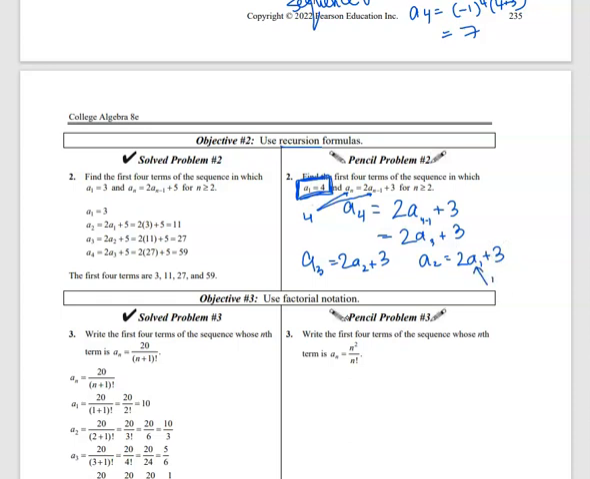We go in here with 4, and it's going to go 2 times 4 is 8, plus 3 more is 11. So a sub 2 is 11, so this is going to be 22 plus 3, which is 25. And then that means that a sub 4 over here is going to be 2 times 25 plus 3, which is 53. So we get all the first 4 terms go 4, 11, 25, and then 53.